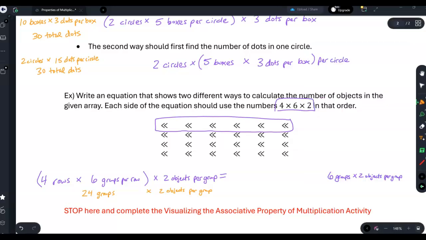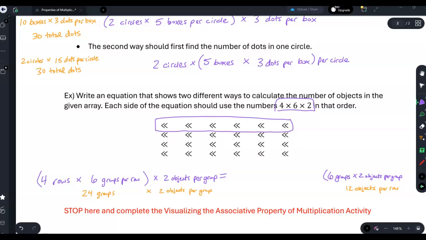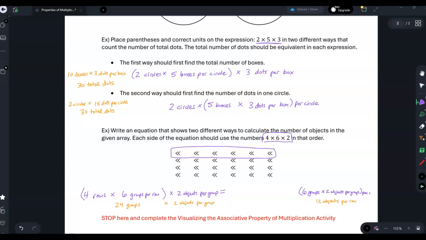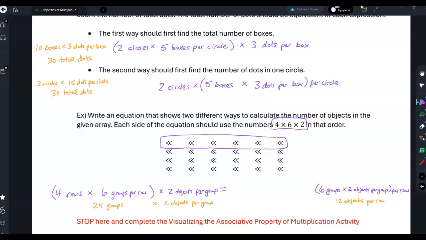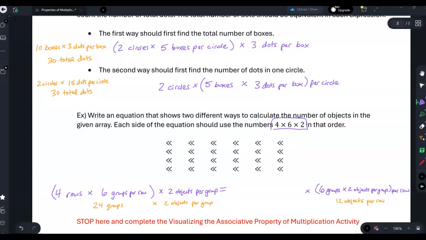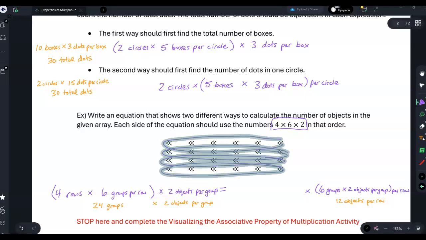Again, you don't have to do this part with me, but this would tell me that there are 12 objects. Now that's not the total number of objects, that's the number of objects per row. So that means this is technically per row. Once I know there are 12 objects per row, I can multiply that by the number of rows. And again, I have 1, 2, 3, 4 rows.